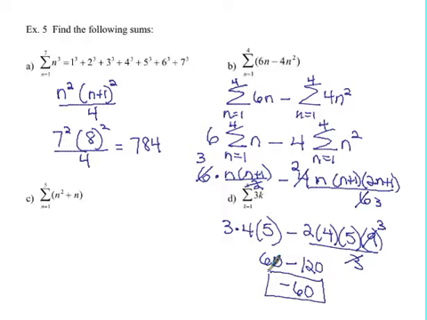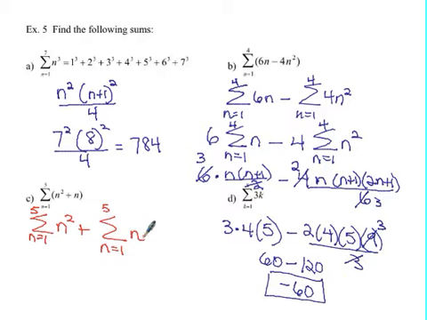All right, questions on letter B? All right, let's look at letter C then. So I can make this the sum where n runs from 1 to 5, and we're going to break this apart into the sum of n squared plus the sum that runs from 1 to 5 of n. Okay?